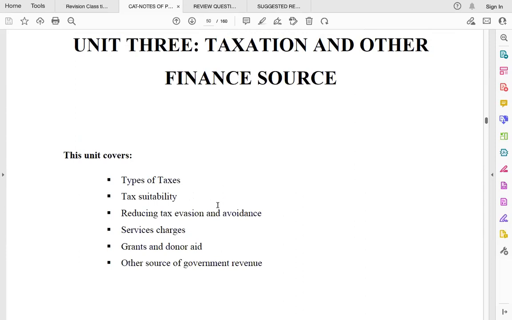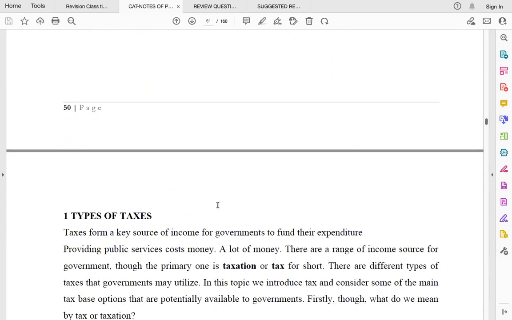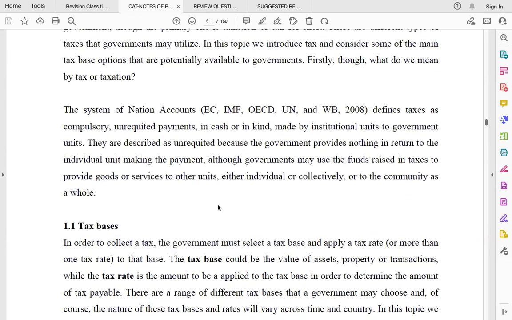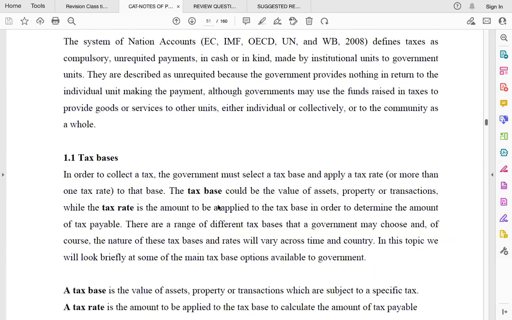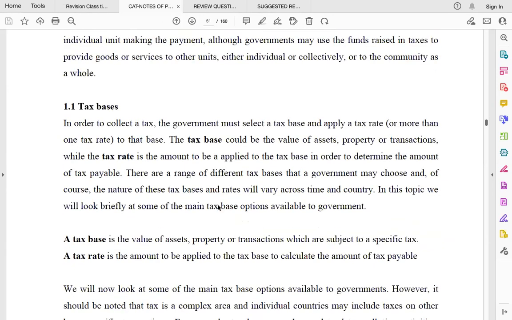Unit 3 is about taxation and other sources of finance. Here we need to learn the types of taxes. But before you understand the types of taxes, for the sake of the exam, the examiner will ask you to define what is a tax base and differentiate a tax base from a tax rate.